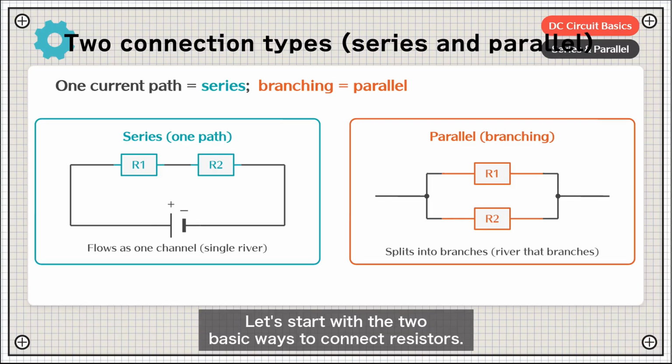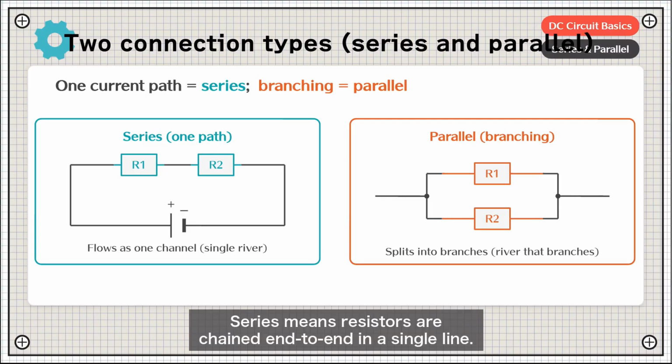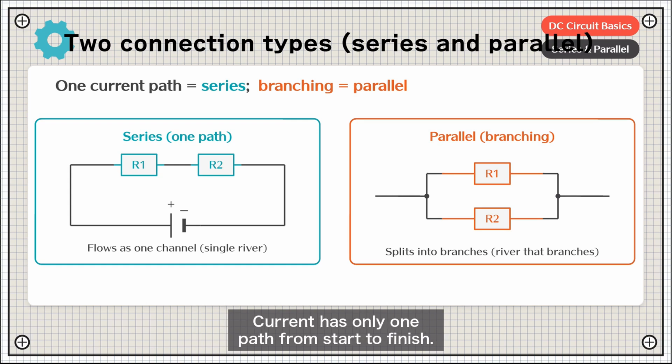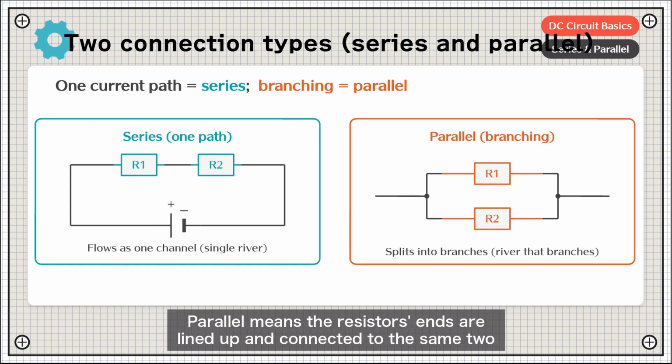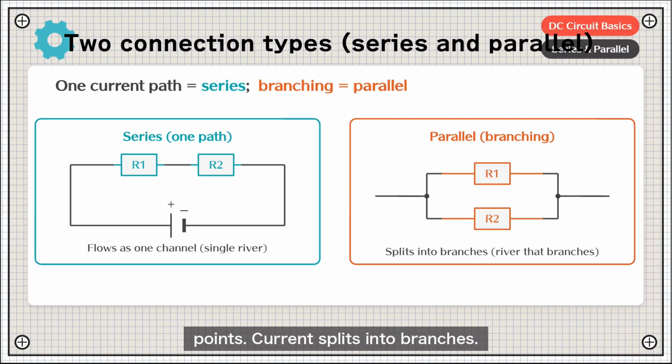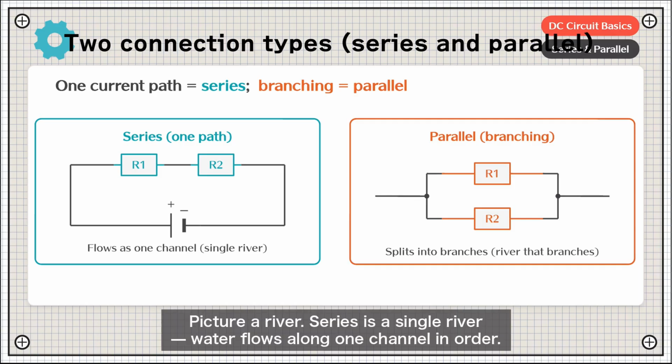Let's start with the two basic ways to connect resistors. Series means resistors are chained end to end in a single line. Current has only one path from start to finish. Parallel means the resistors' ends are lined up and connected to the same two points. Current splits into branches. Picture a river.